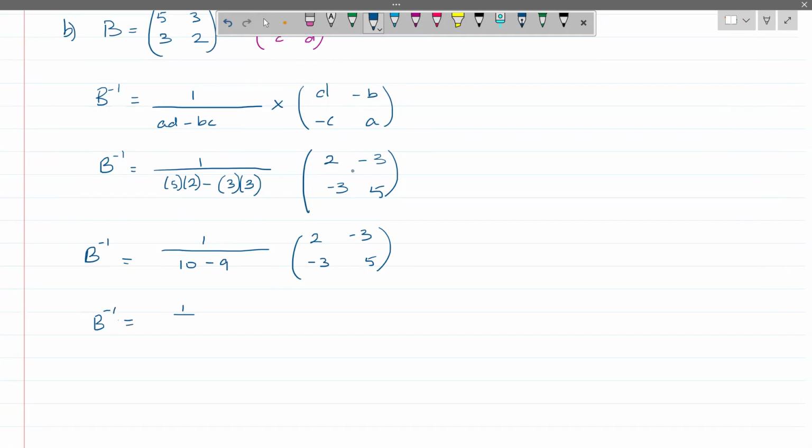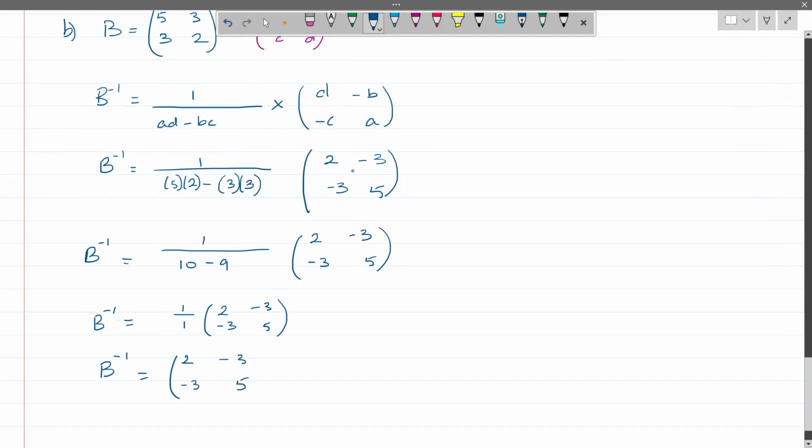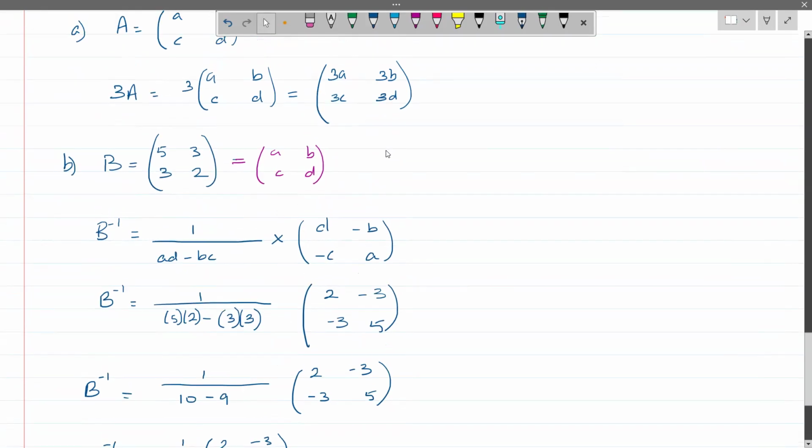We're going to get 1 over 1, multiplied by this. And we know 1 is the multiplicative identity. So everything here multiplied by 1 is going to give me back the exact same thing. And that's B inverse there. Right?